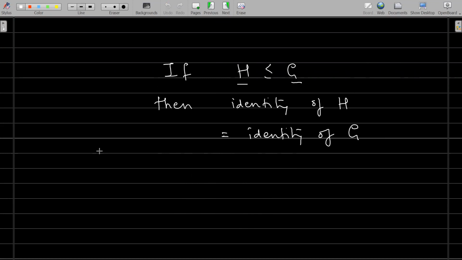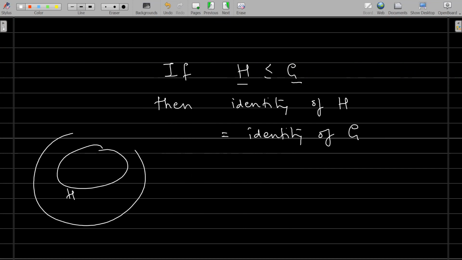Okay. So let's try to prove rigorously. So this is H, this is G. And whatever is the identity element of G, I want to claim that it is in fact inside H. And once it is inside H, the identity of H will be essentially the same, right? So let's begin with, suppose E dash is the identity of H, and E is the identity of G.